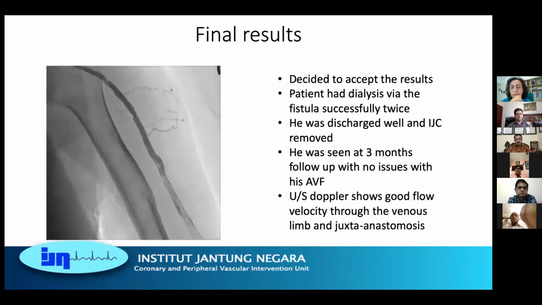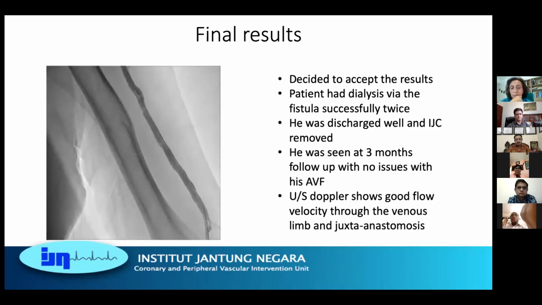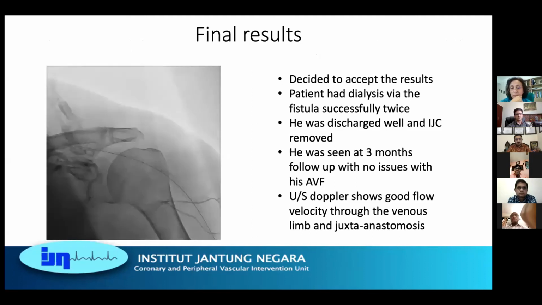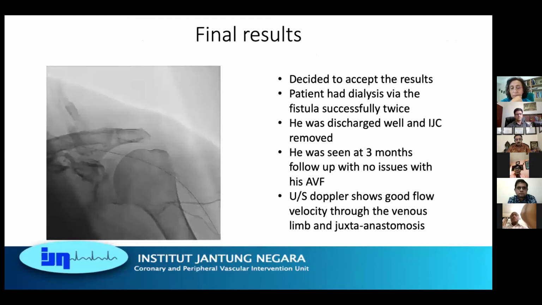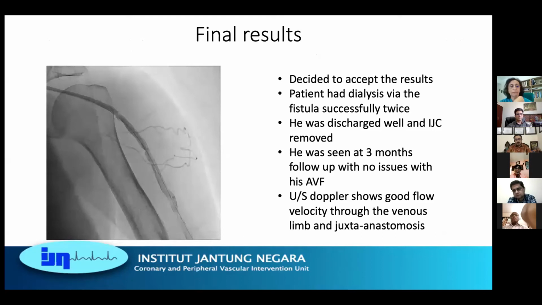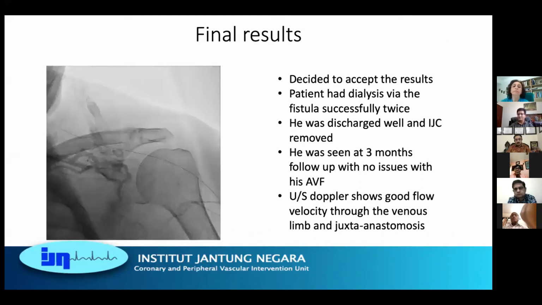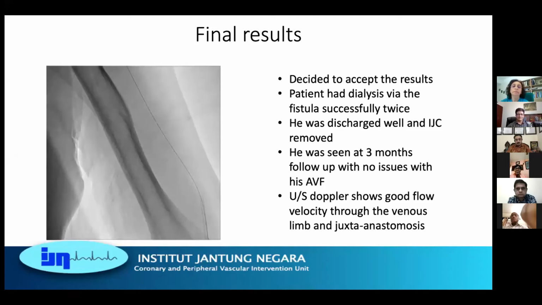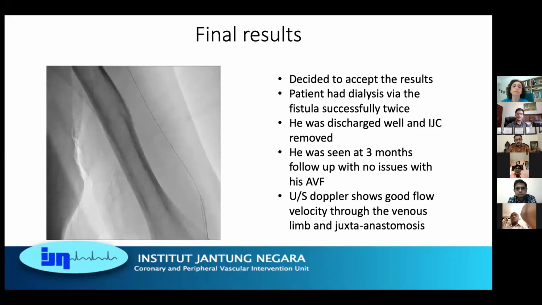So I dialyzed the patient the very next day. He went through 4 hours of dialysis without any problem. It was a Thursday when I did it, so I kept him over the weekend. Dialyzed him again on Monday. There was no issue, so I removed the IJC. We just saw him after 3 months. He was dialyzing well without any issues. We did a Doppler, which showed the flow velocity was good, and I didn't have to intervene.